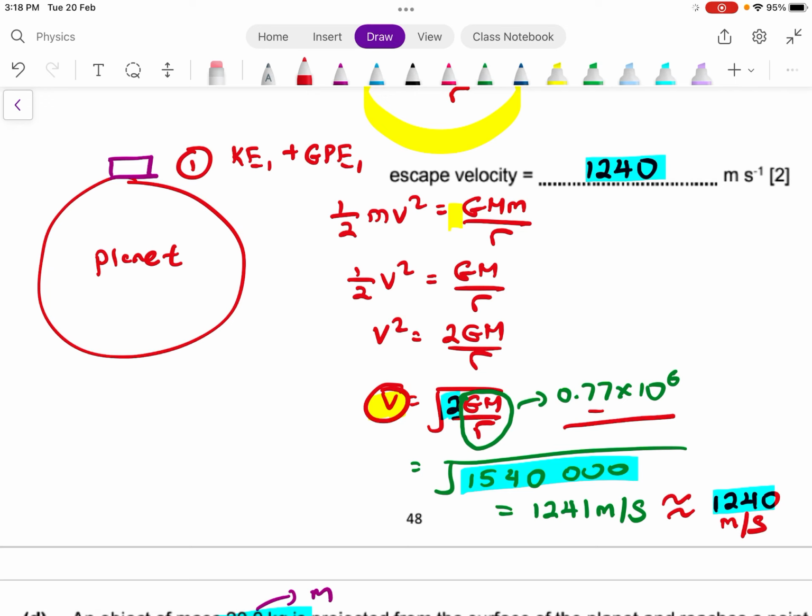So what you get is 0.77 times 10 to the power 6. But don't forget there's a 2 in front, means you need to times 2. So you just need to do the square root of 1,540,000. What you will get is roughly 1240. So your escape velocity is roughly about 1240 meters per second.